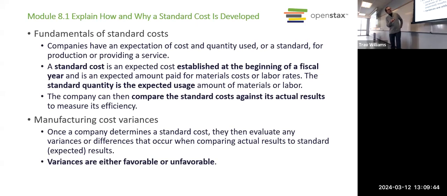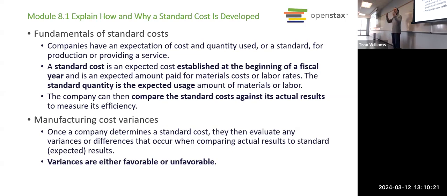So as it says here, standard cost is established at the beginning of a fiscal year, and also a standard quantity. So whatever it is that you're producing, you want to have an idea of how much material, how much labor, and how much overhead you're going to use. And then also, what is the rate for that material, that labor, and that overhead? That way you can then compare your actual costs with those standards and see how did we do.